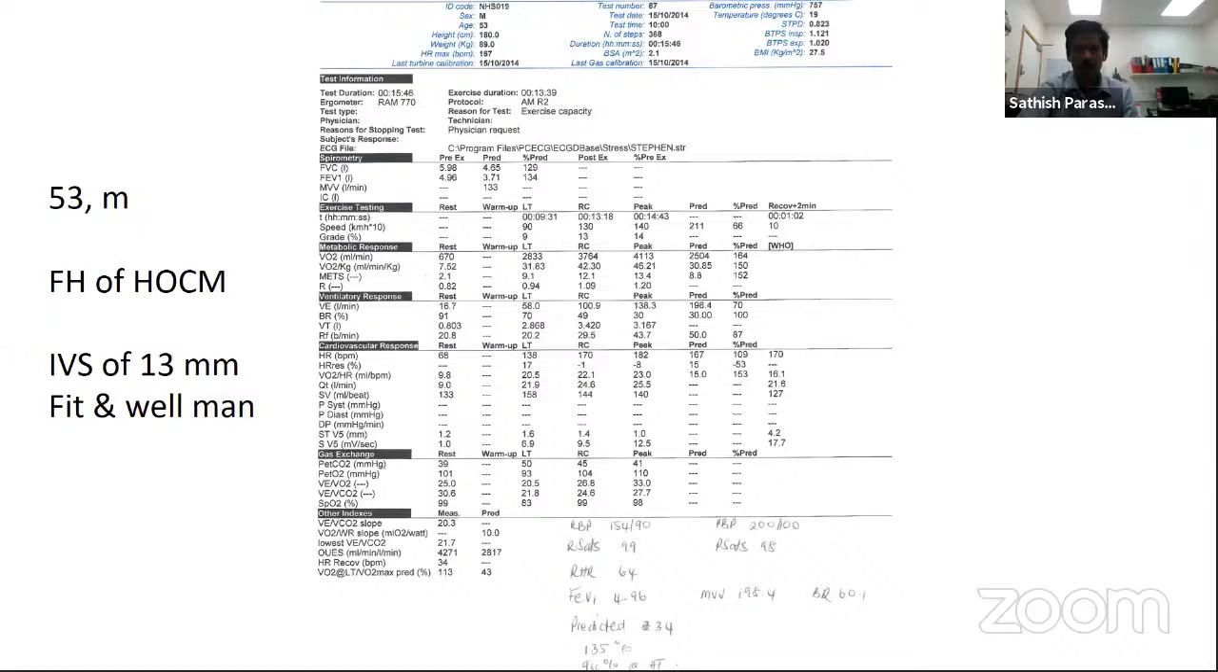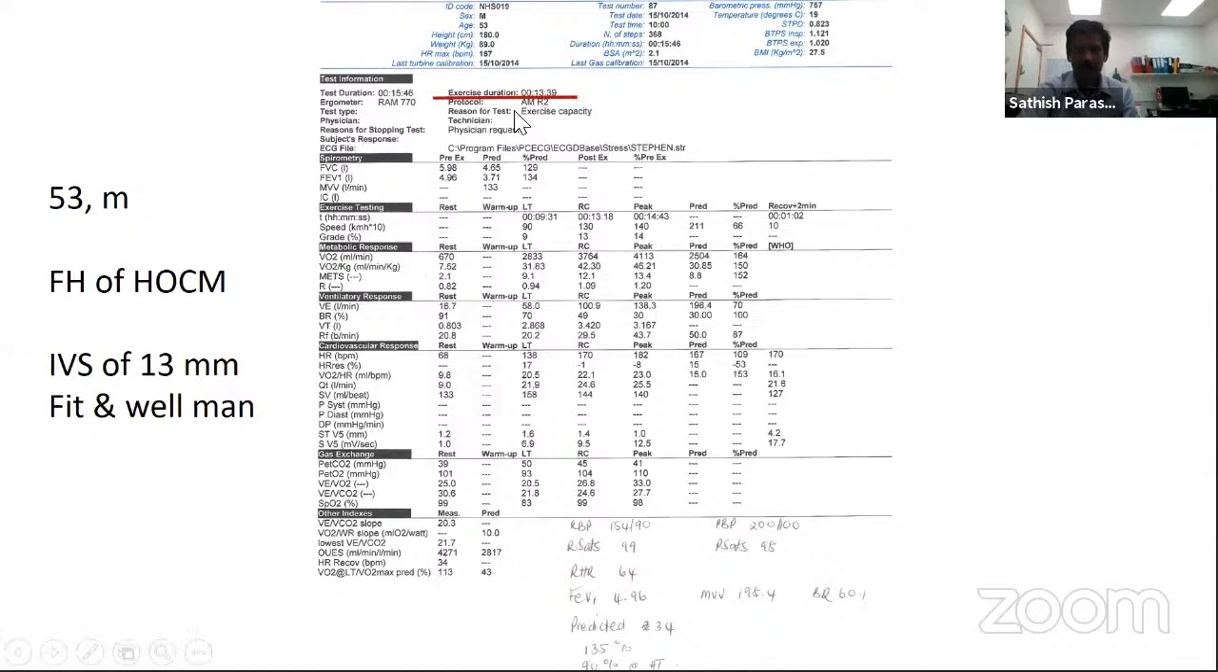So this is a 53-year-old man with a family history of hypertrophic cardiomyopathy. His father had a defibrillator. His septum is 13 millimeters. He's fit and well. How do you risk assess this patient? Traditionally, we'll do a treadmill test, Holter maybe, and an echocardiogram. So we did a cardiopulmonary exercise test.